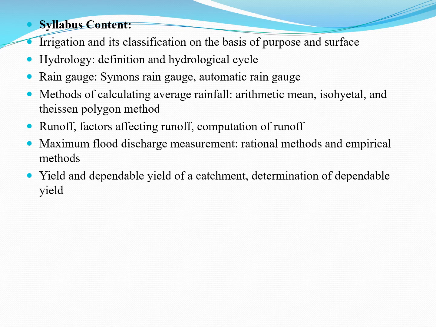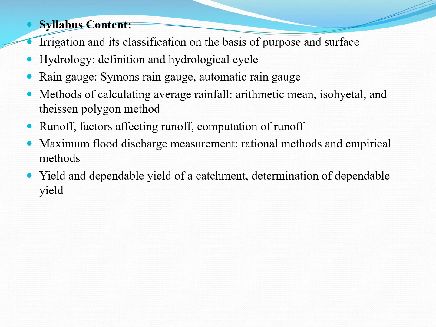In that, how the hydrological cycle works and it depends on the water. Next is the rain gauge. Rain gauges are used to measure the average rainfall, and there are two types briefly explained in this topic: Symons rain gauge and automatic rain gauge.